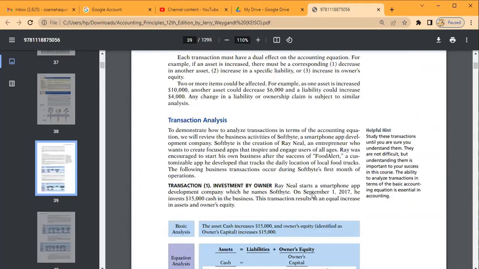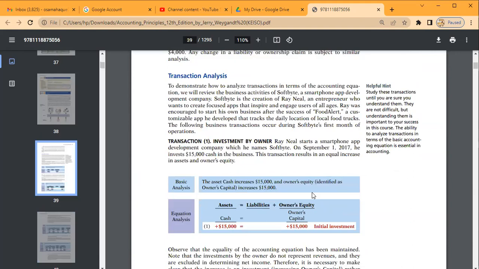Now let's discuss this. Transaction, investment by the owner. Ray Neal starts a smartphone app development company, which he names SoftBite, on September 1st, 2007. He invests $15,000 cash into the business. This transaction results in an equal increase in assets and owner's equity.